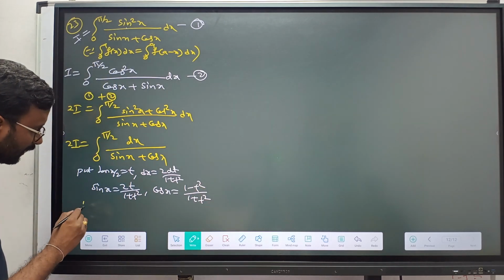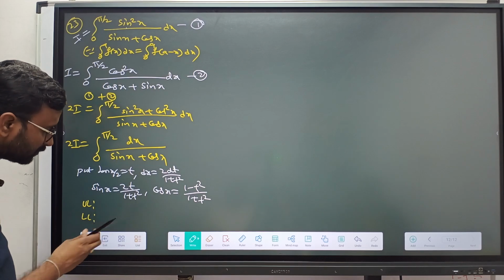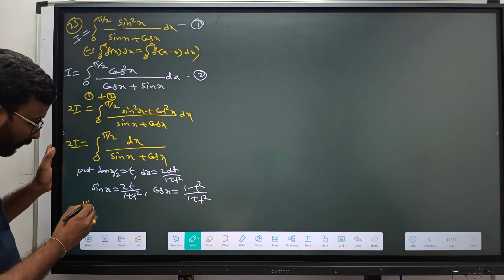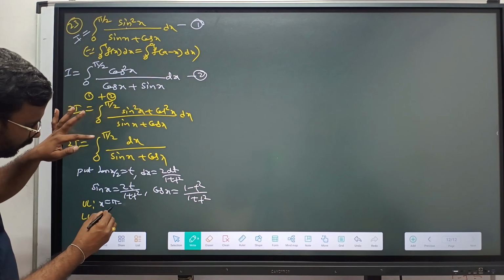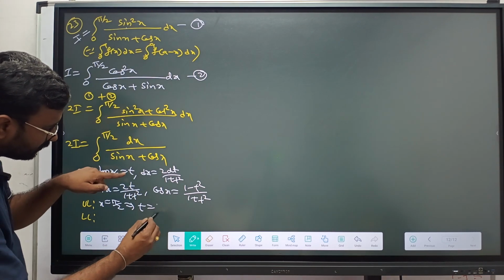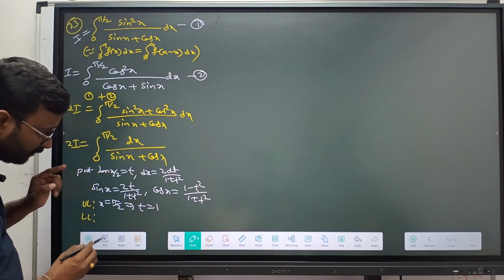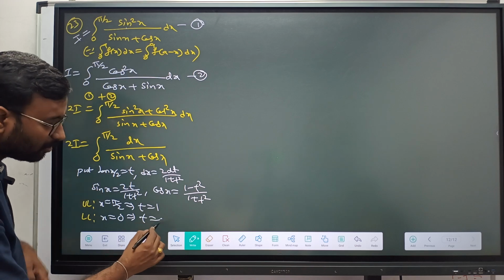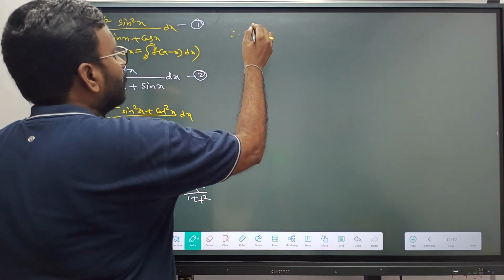And upper limit, lower limit. We know 0 to pi by 2 always becomes 0 to 1 only. Check: upper limit x is equal to pi by 2, then t is equal to 1, since pi by 2 by 2 is 45 degrees. And lower limit x is equal to 0, then t is equal to 0. Substitute.